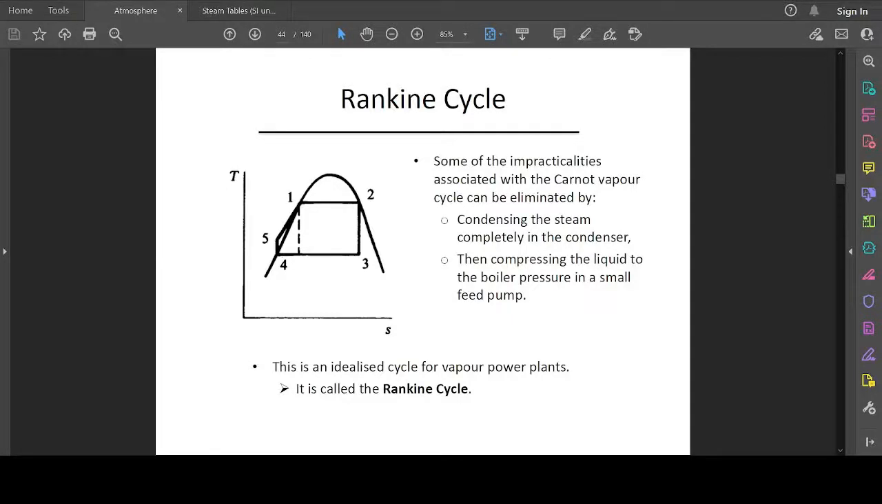So in continuation from the Carnot cycle, this is a Rankine cycle. Some of the impracticalities associated with the Carnot cycle can be eliminated by condensing the steam completely in a condenser, and then compressing the liquid to the boiler pressure in a small feed pump.